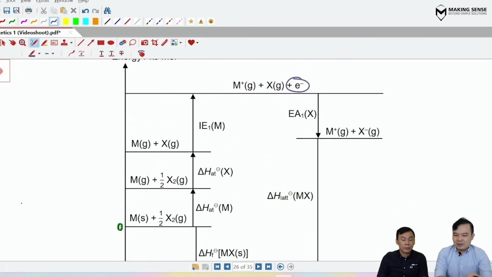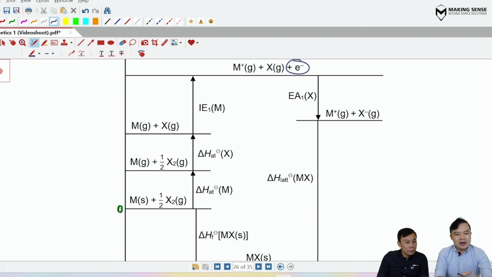Now, if I look at this over here, there's something a little bit different, which is the atomization of the non-metal. Because normally they don't usually give you this inside your question. What do they normally give you? Usually they don't give you anything. You're expected to know where to find it from.